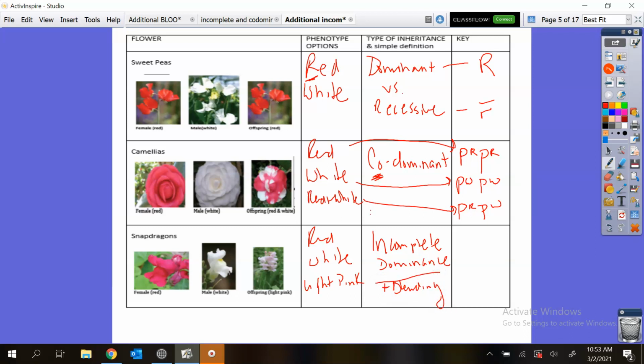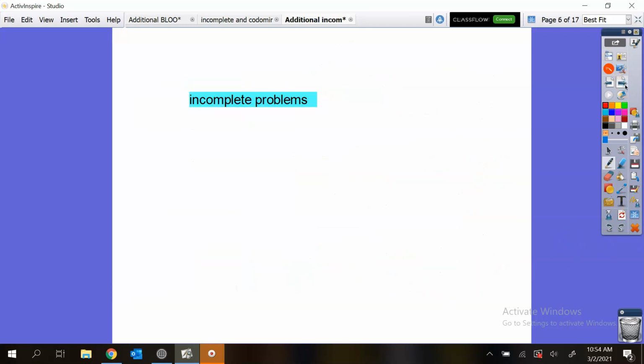So now for this one we use all capital letters. If you're red, you would be big R, genotypically speaking. If you're white, you'd be big W, and if you're pink, you would have an allele for each, so you'd be big R, big W. Okay, so we'll stop there for this part.